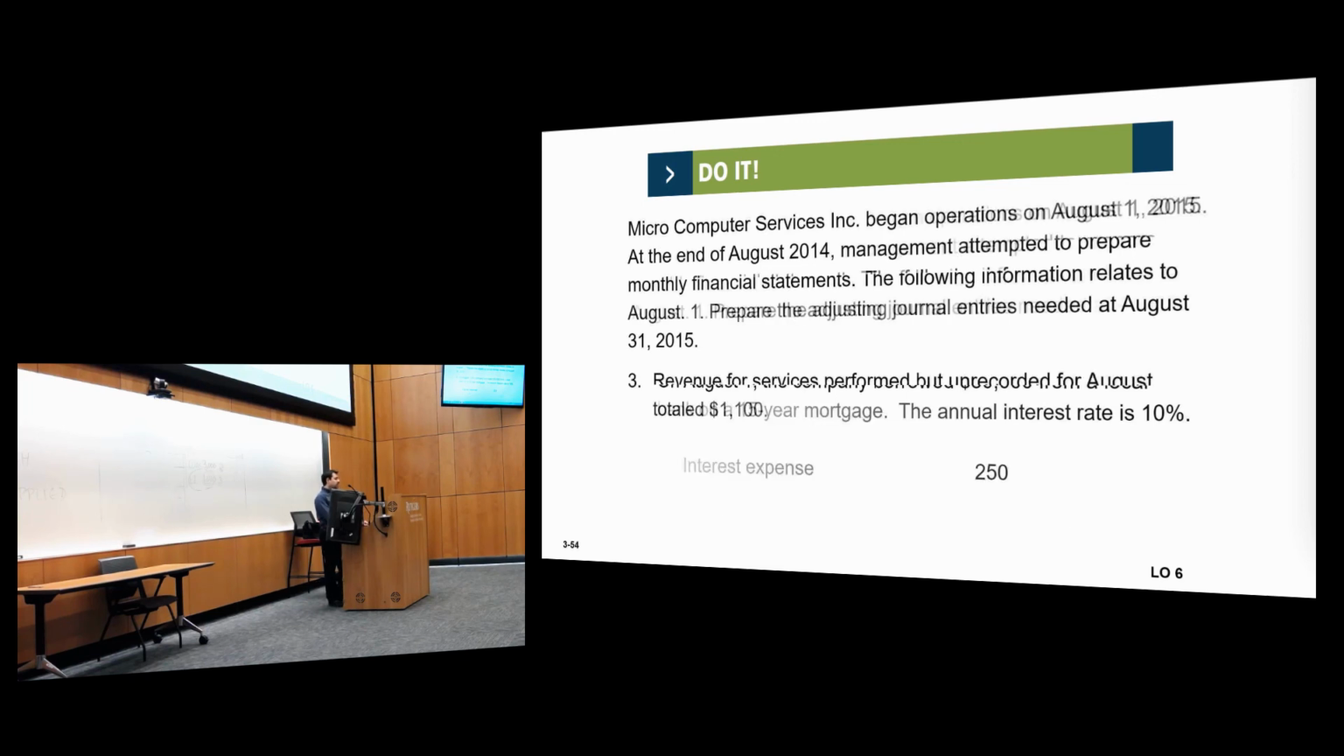Last one is revenues for services performed but unrecorded for August totaled $1,100. When you say that they are unrecorded, what do you mean by that? They are accrued revenues, right? How do you recognize accrued revenues? How do you adjust for accrued revenues?